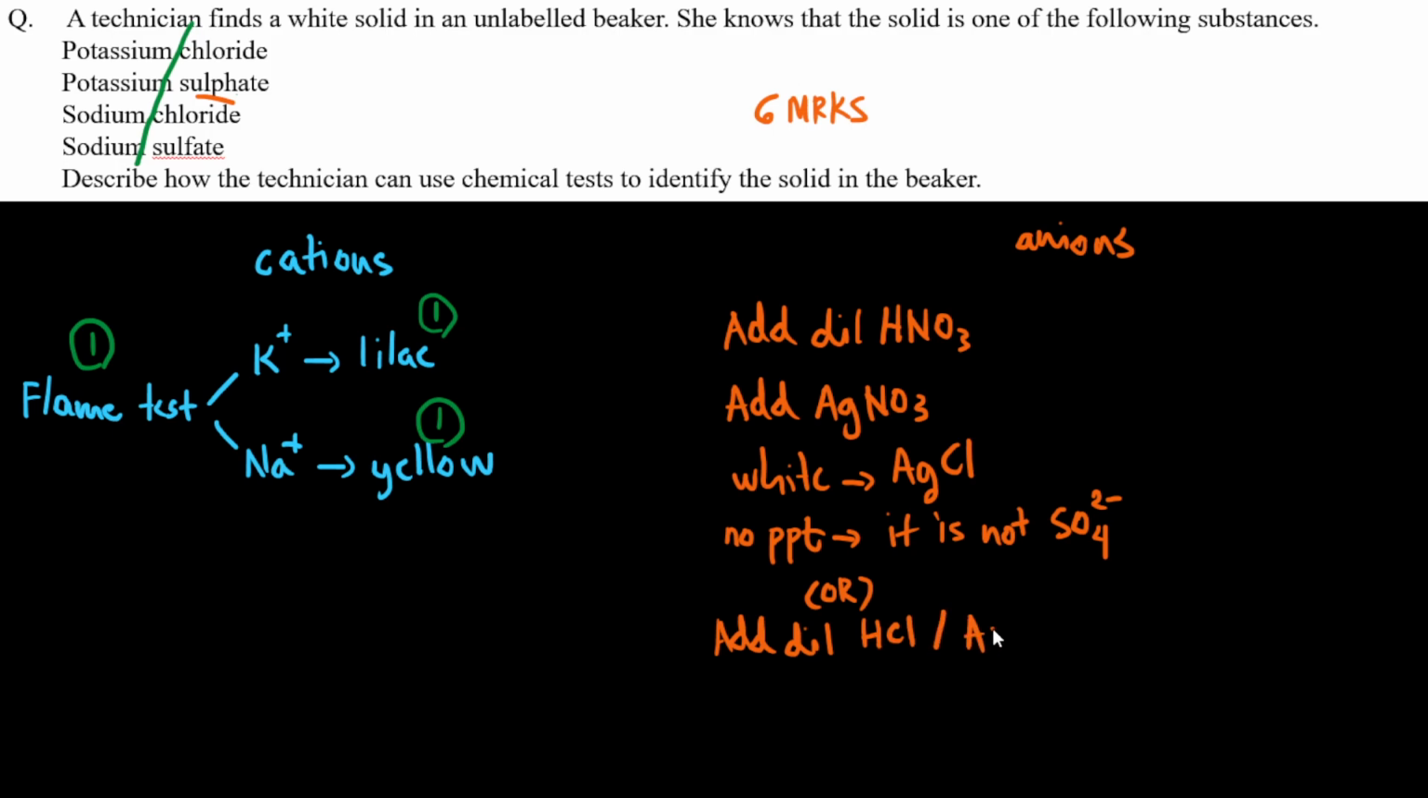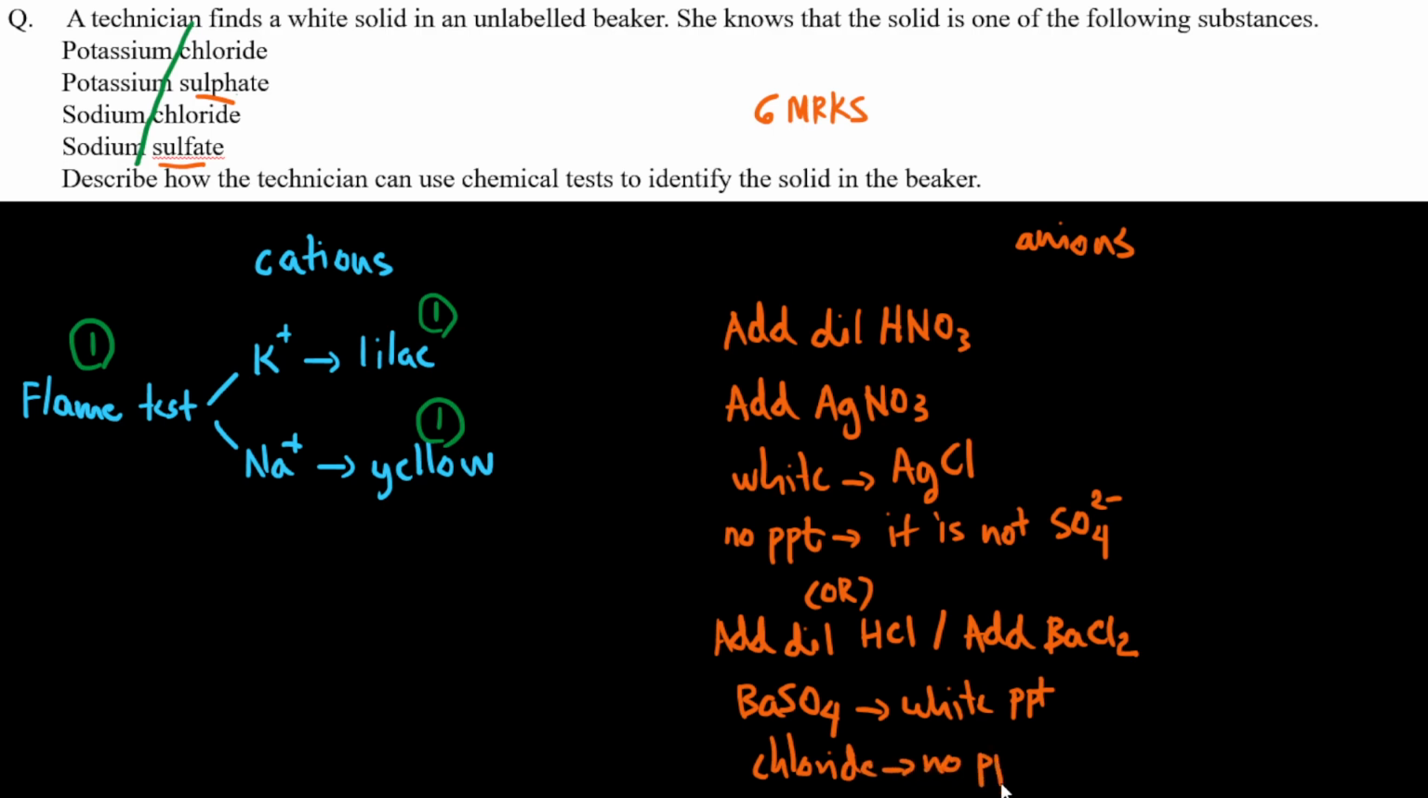Afterwards, in step 2, you're going to add barium chloride. So if it has sulfate ions, right, it will form barium sulfate, which is a white precipitate. But if you have a chloride, there won't be any precipitate, because of course you're using barium chloride as well. So these are both ways to answer the questions.